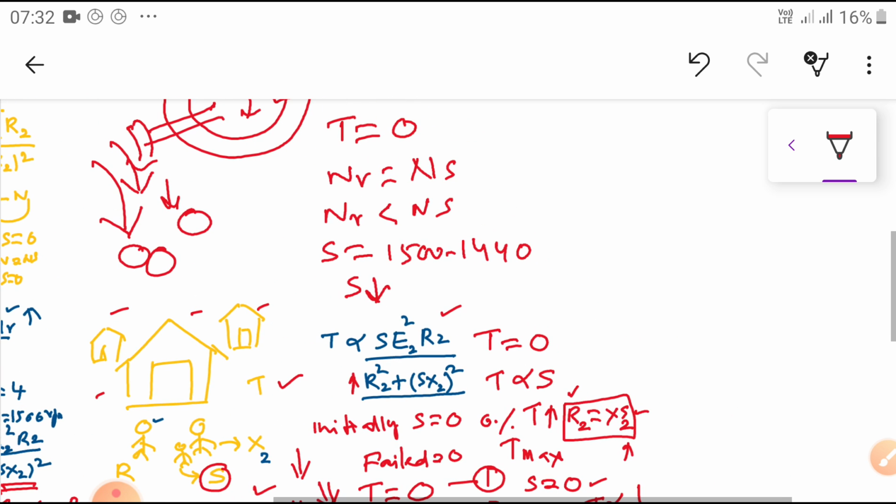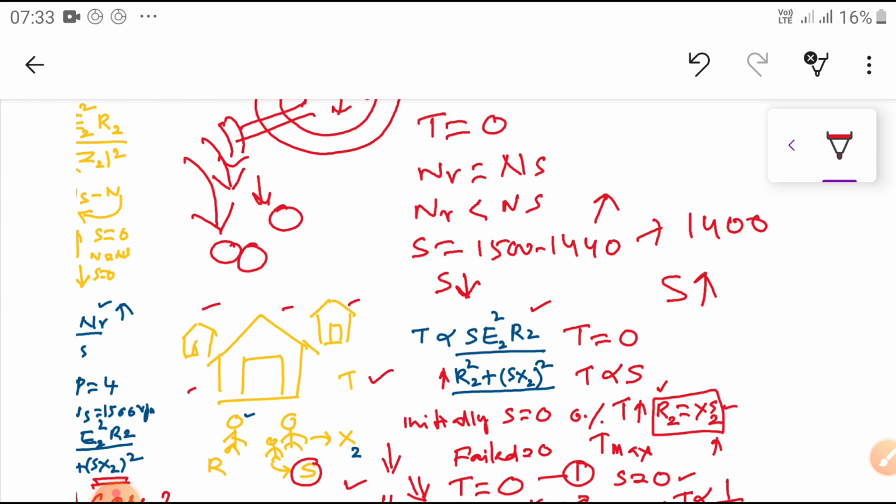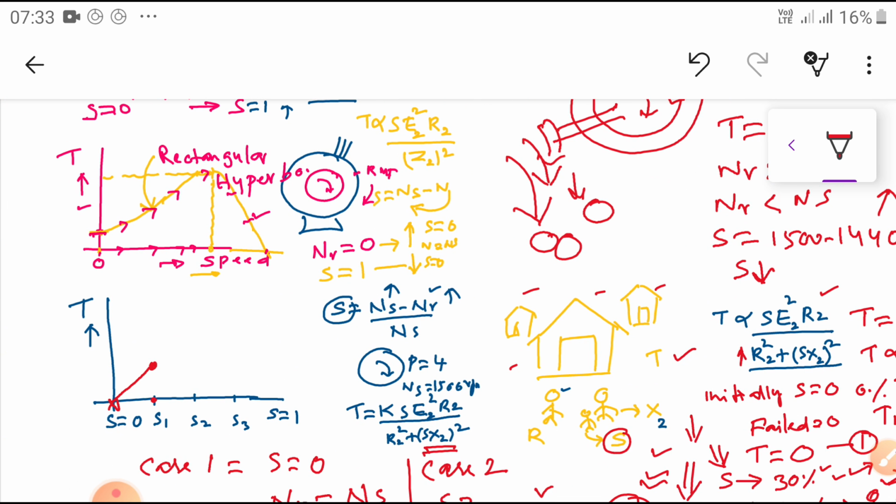Now in this case the rotor speed is decreased further. Instead of 1440, it is now going to 1400 only. So automatically the speed will reduce. If speed reduces, what will happen? Slip increases. Slip increased in this case. Then we can draw the slip in this case. S is increased.